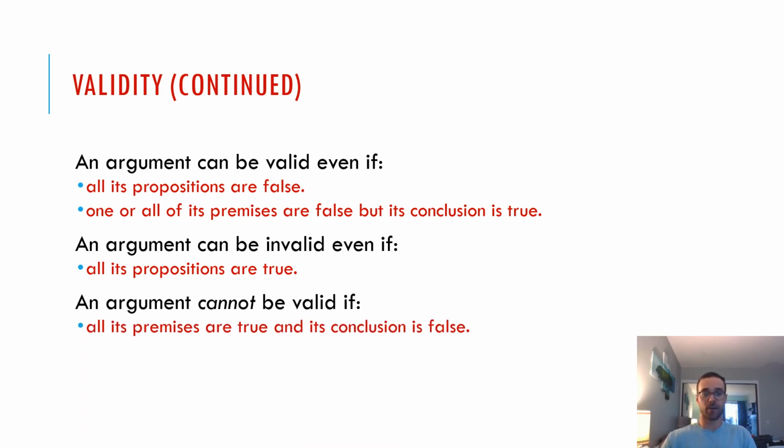And so an argument cannot be valid if the premises are true and its conclusion is false. Because if the premises are true and the conclusion is false, it means the premises have not entailed the conclusion. They do not lead us to believe the conclusion.